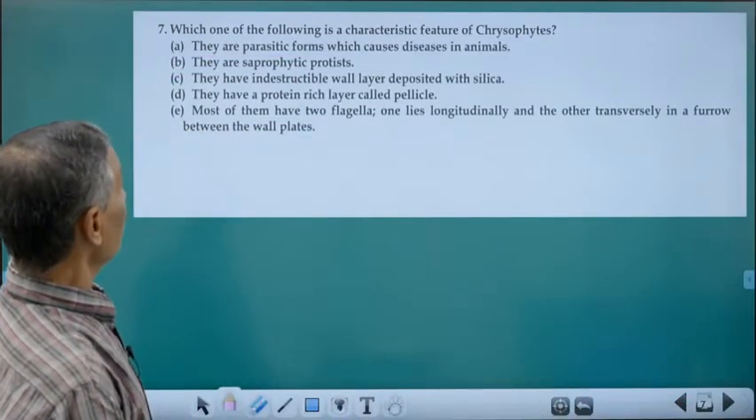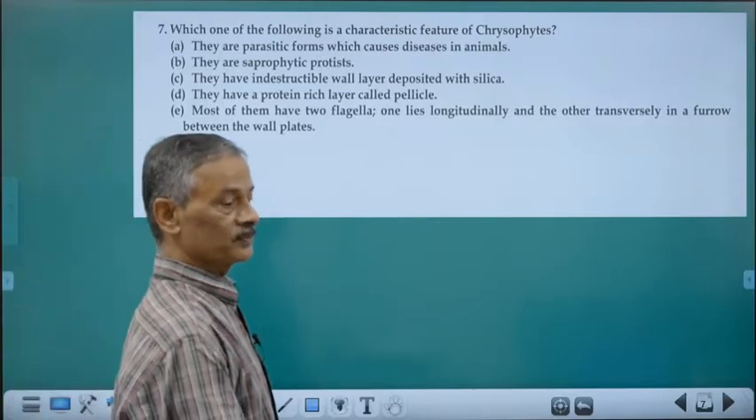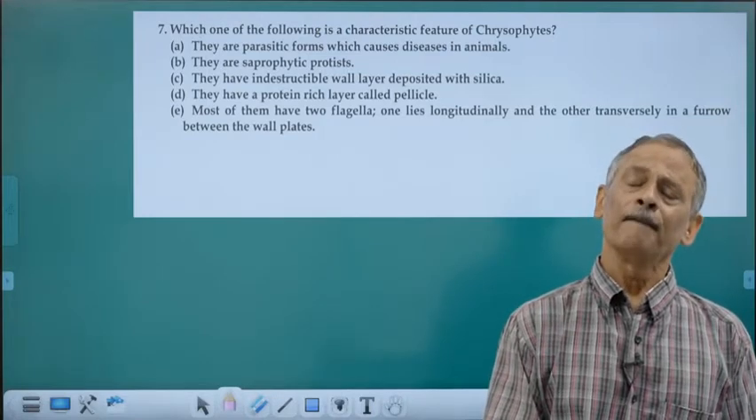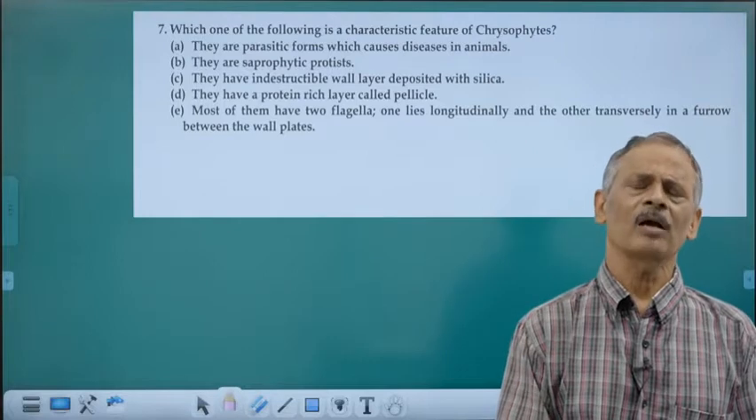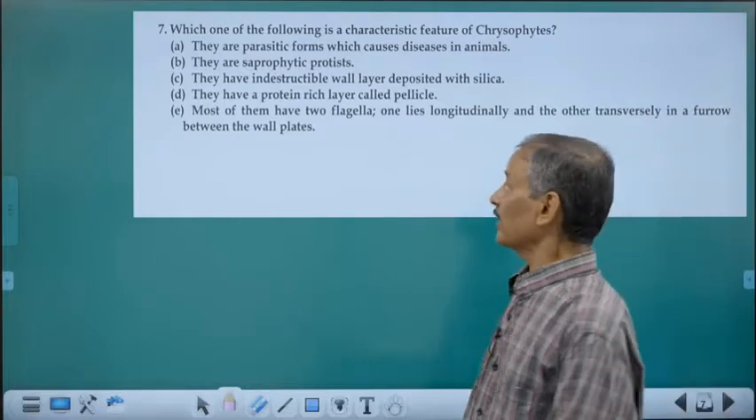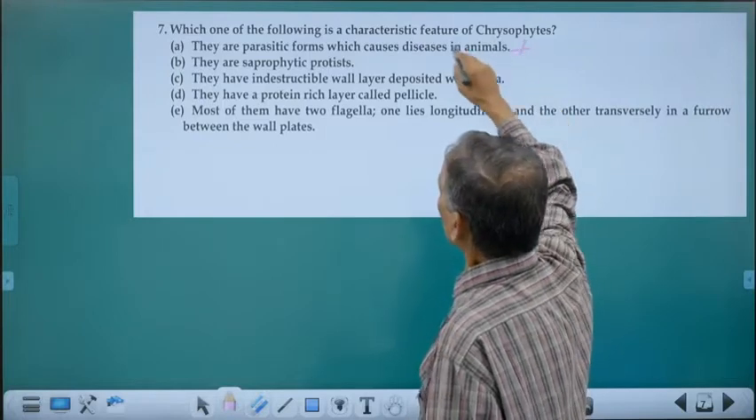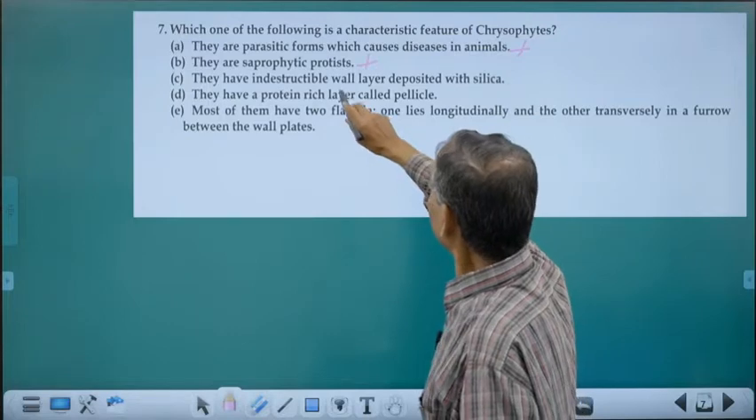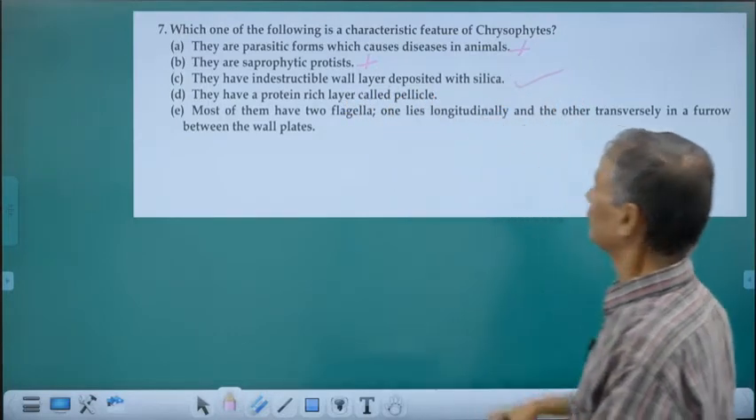Which one of the following is a characteristic feature of chrysophytes? Chrysophytes are protists which are all having pigments. They are all autotrophic, mostly seen in sea, also present in freshwater. What is their characteristic feature? They are parasitic forms? No. They are saprotrophic forms? No. They are autotrophic. They have indestructible cell wall deposited with silica.